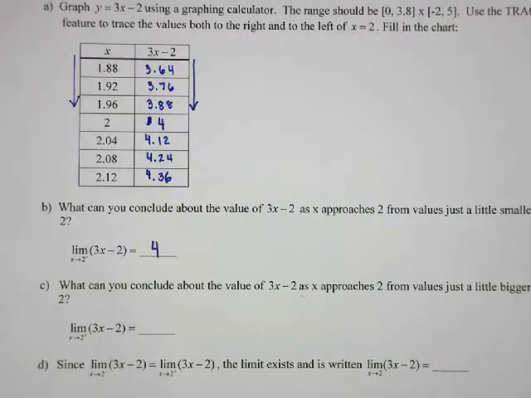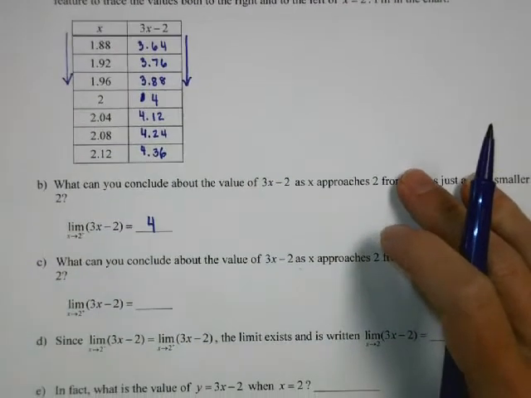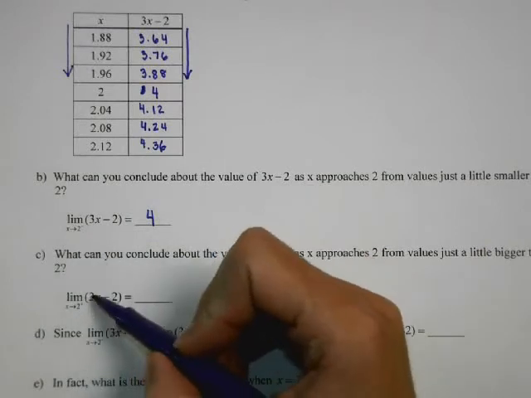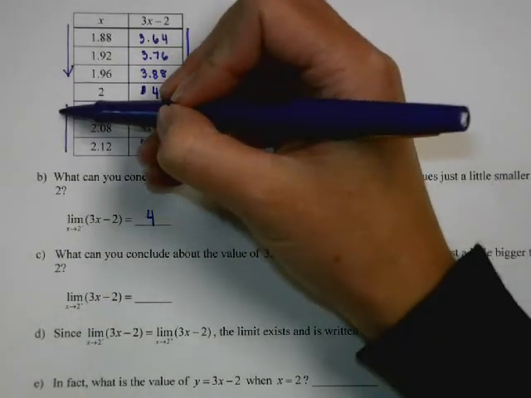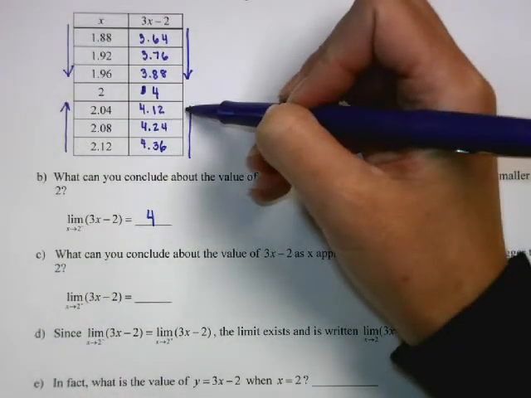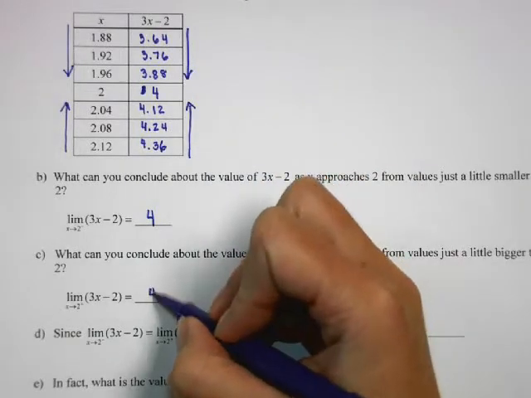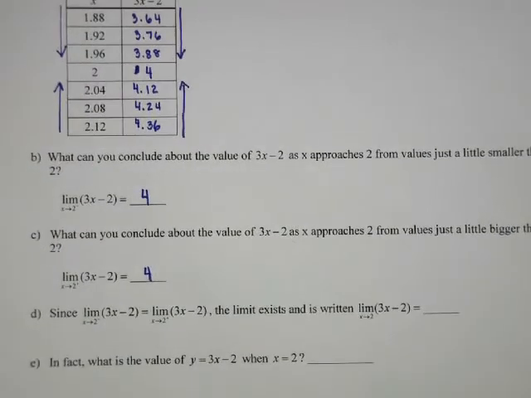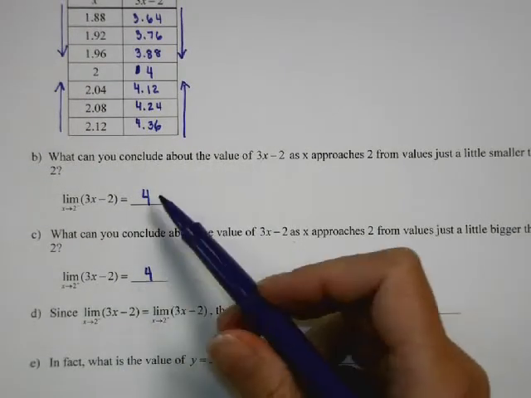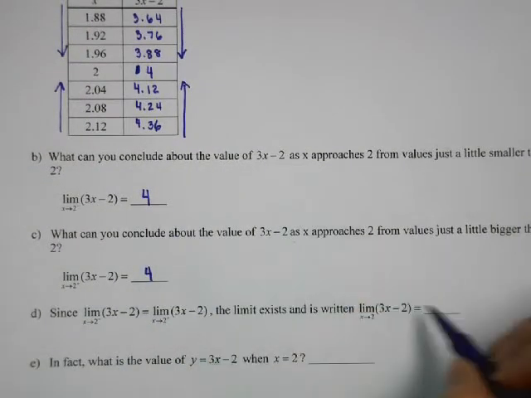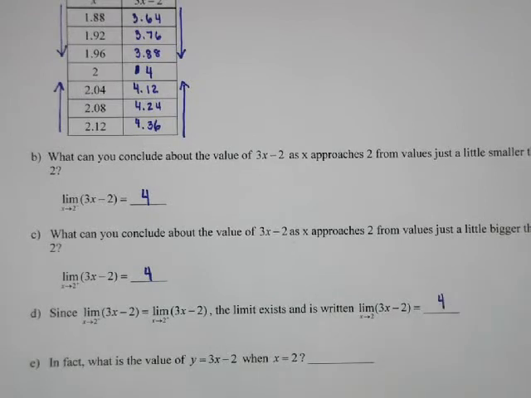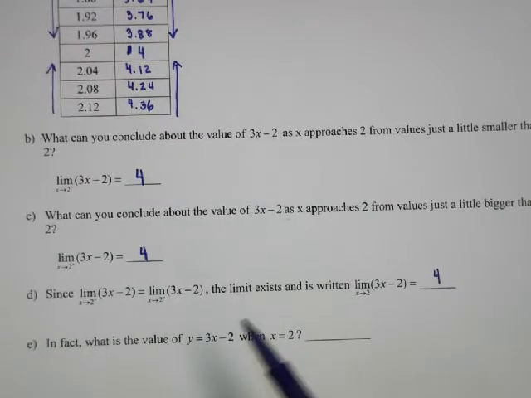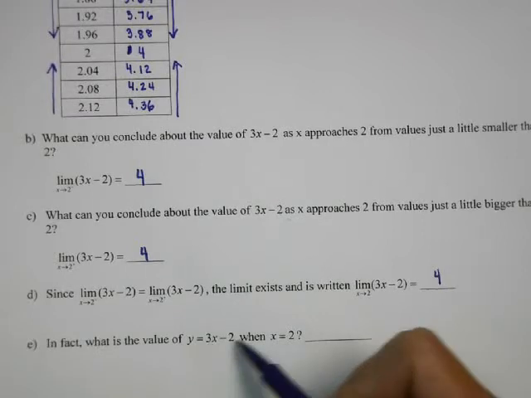If we approach from the positive side, those values are approaching 4. So since the limit from the left and the right are the same, they're both 4, the limit exists and is 4. And in fact, what is the value when we plug in 2? We get 4.